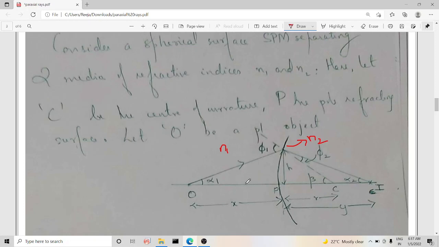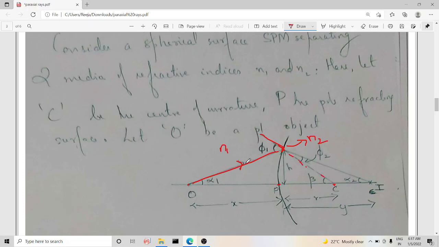Okay, now here let C be the center of curvature and P is the pole of this refracting surface. Now O is an object, a point object here, and this is our incident ray. This is the normal to the surface. How do we draw the normal to the surface? At this point, you just join that point to the center of curvature. You get the normal to that surface.